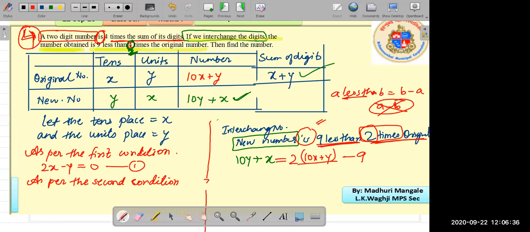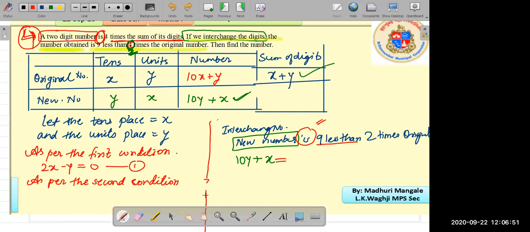So once again, I will just repeat this because I see many hands are raised. Yes, just a minute, everyone. New number is 9 less than 2 times the original. So we are replacing the new number with the expression. For new number, we write 10y plus x; is means equals to sign; 9 less than something, so it would be something minus 9. And that something is 2 times the original number. What is the original number? It is 10x plus y.